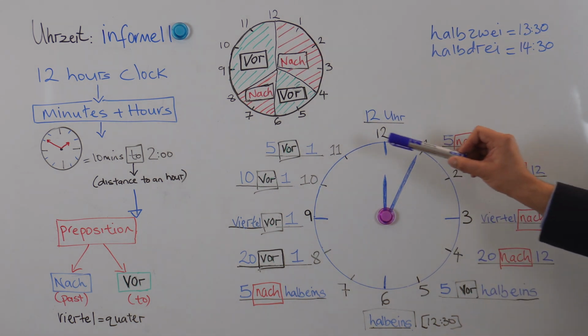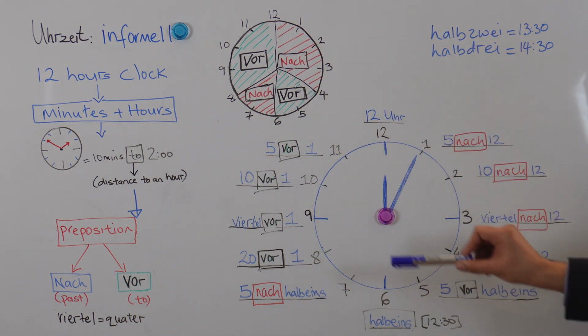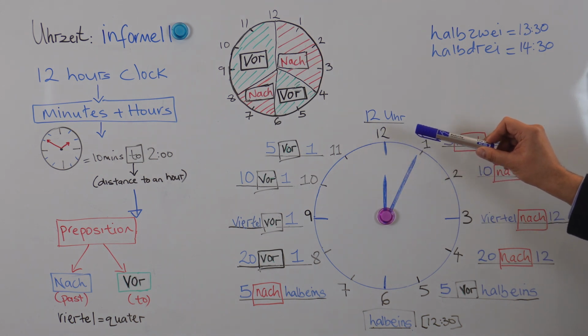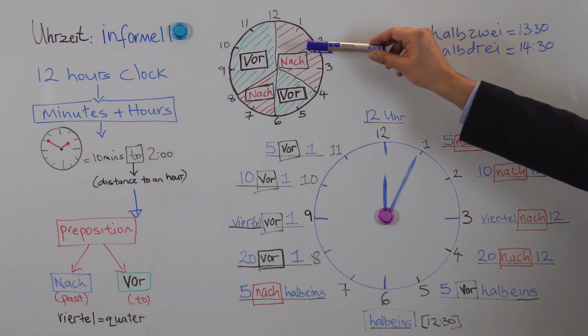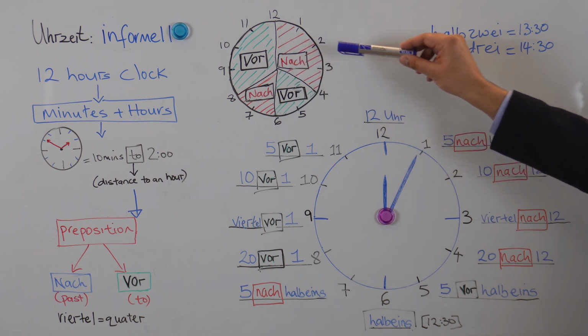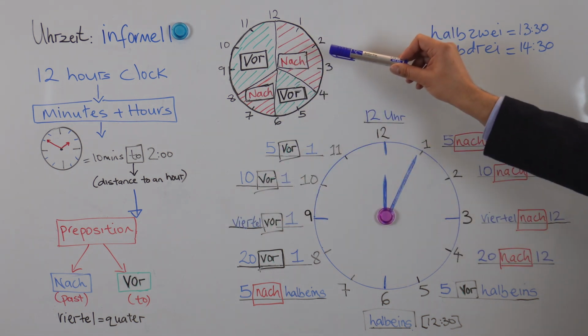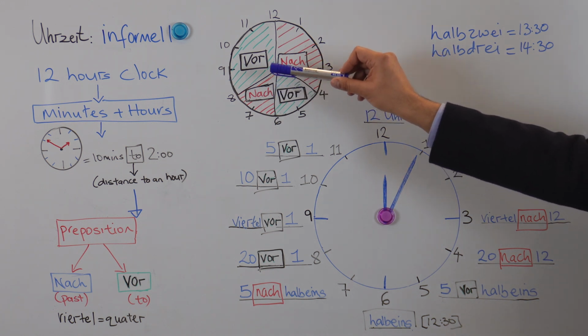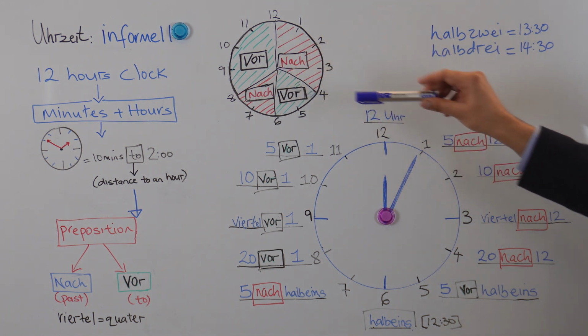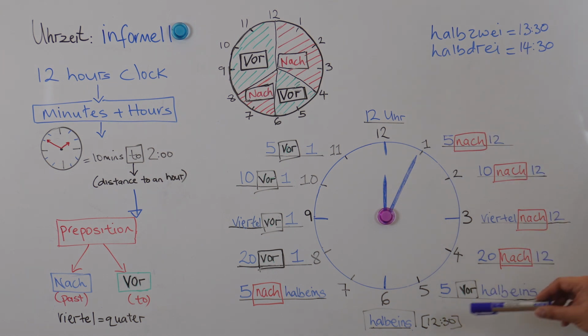So now we will go through this clock over here, and you will notice that there are 4 regions in the clock that have these prepositions like nach, vor, nach, vor. You will understand this as we go through the example over here.